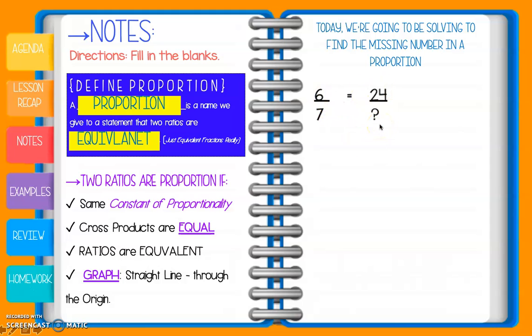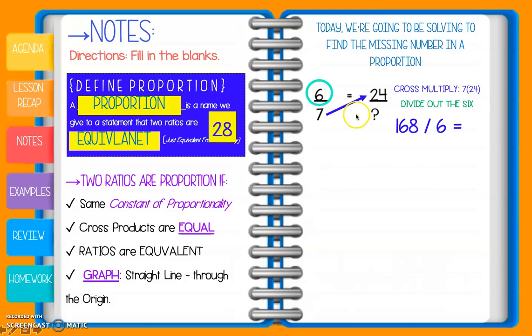The first thing that we have to do is cross multiply, and we're going to cross multiply our 7 times 24. After we cross multiply, then we're going to divide out the remaining number, and in this case, that is a 6. So we take our 7 times 24, and we get 168. We're going to divide that by the remaining number, which is 6, and we get the answer is 28. So 6/7 is equal to 24 over 28.